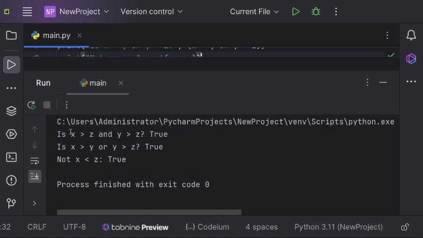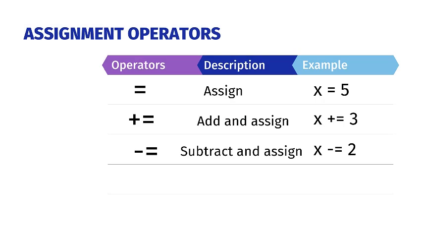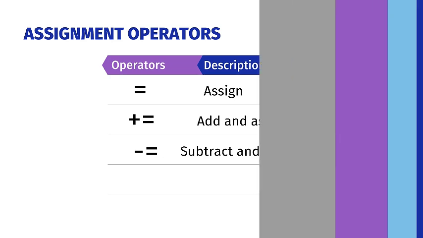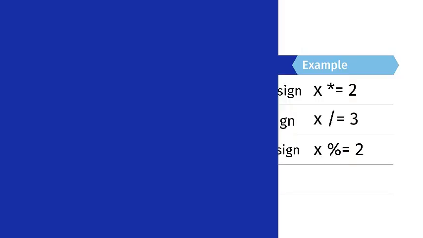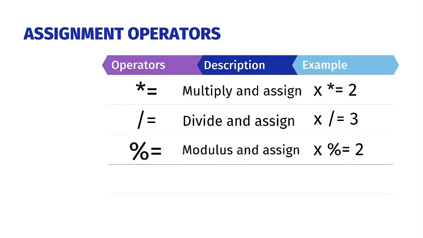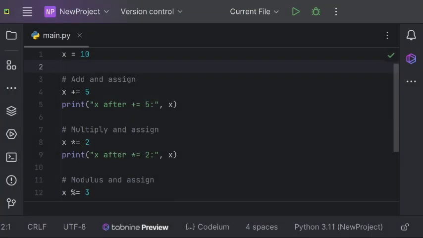And here, as you can see, we get our result out for our logical operations. Next up, we have assignment operators. These operators assign values to variables. The most common one is the equal to sign, but there are also combinations that perform an operation and then assign the result. Let's look at the example that we have here.